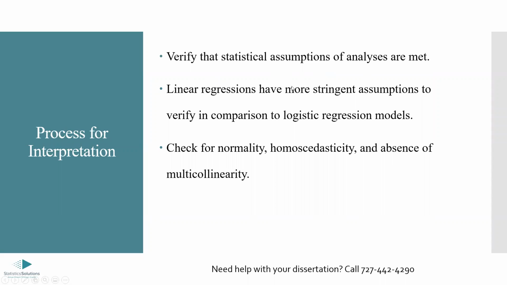Linear regressions have more stringent assumptions to check in comparison to logistic regressions. When you do a linear regression, you have to check for things like normality, homoscedasticity, absence of multicollinearity. When you do a logistic regression, you don't need to check for normality because your outcome variable is categorical. You typically check for normality only on continuous variables. The same logic applies to homoscedasticity.